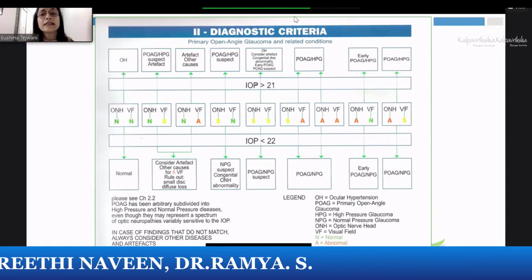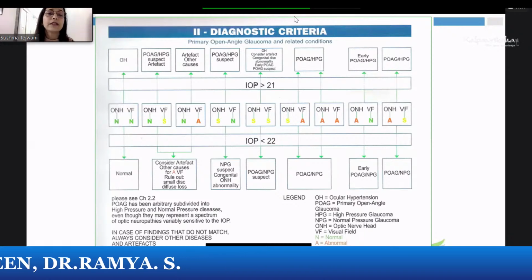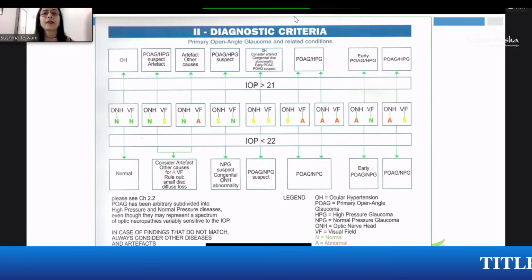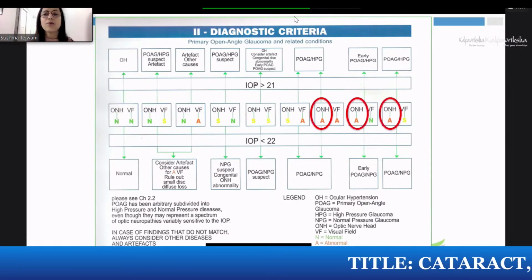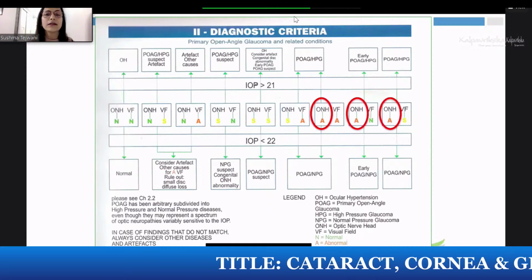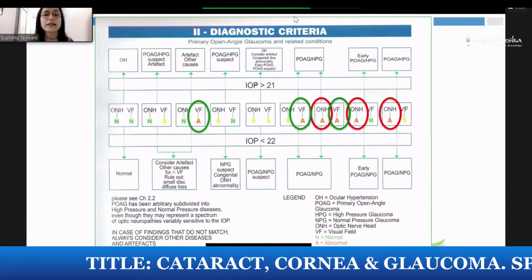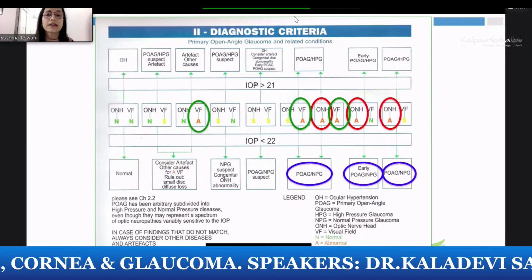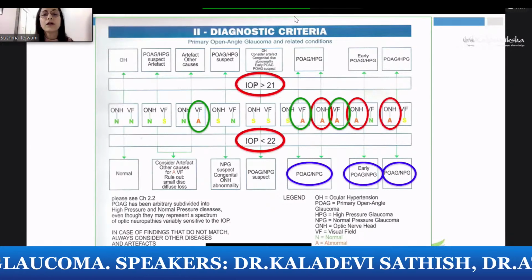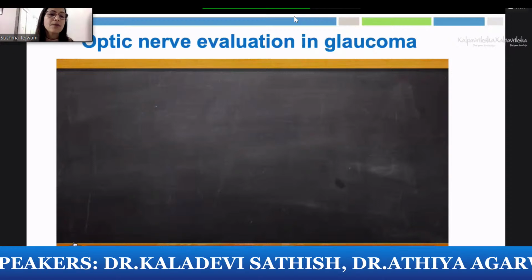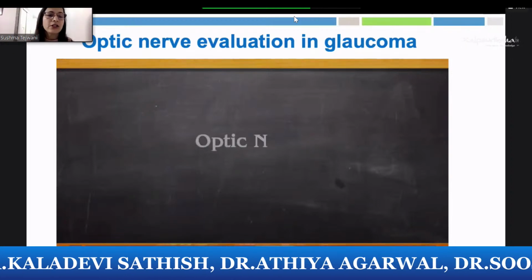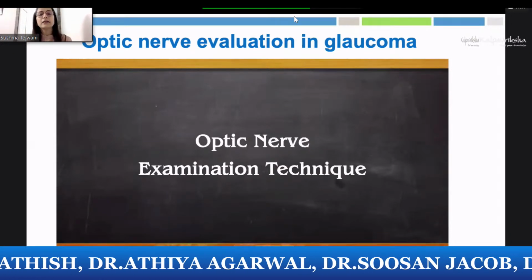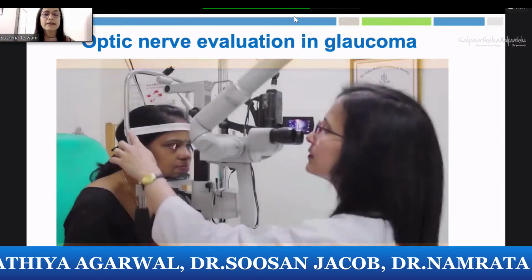The next is the optic nerve and the visual field. Now, why I say that those are also important: according to the EGS guidelines, if you look at this framework of diagnostic criteria, you can see the optic nerve head is an important thing. When it is abnormal, it is considered glaucoma, and visual field abnormality is also considered important in suspect cases, in addition to the IOP. So the optic nerve is the next important thing that we need to understand and master the technique of looking at it in the clinic.